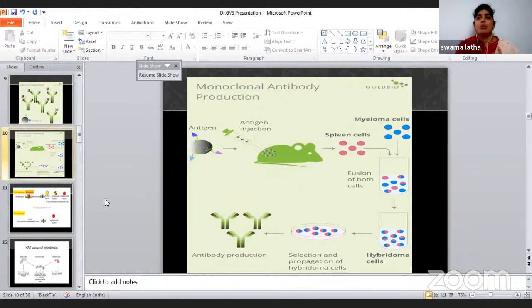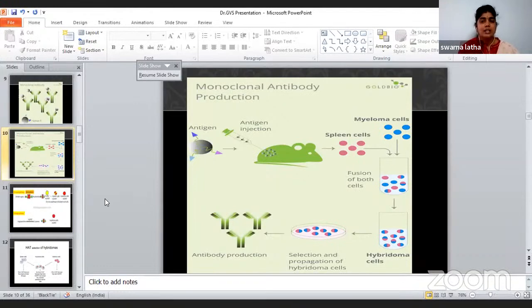Now, how can we generate these monoclonal antibodies? First, we need two different types of cells in order to produce the monoclonal antibodies. One is the spleen cells and the other one is the myeloma cells. Spleen cells will be collected from an immunized mouse. We immunize a mouse by injecting the antigen repeatedly into it. After a certain period of time, we collect the spleen cells from the mouse.